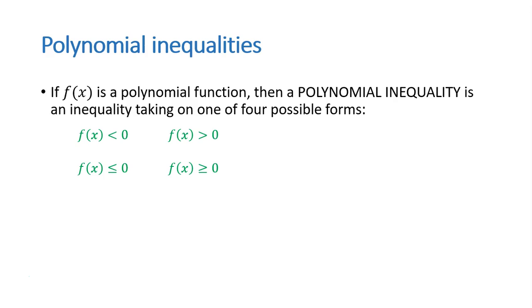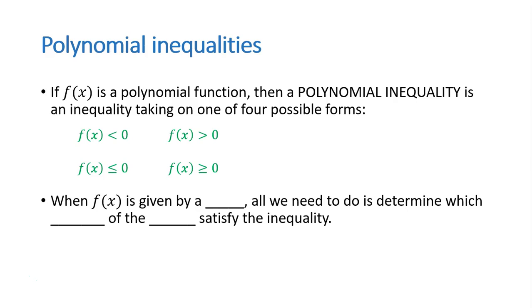So instead of looking for x values that give us an output that's strictly equal to 0, now we're looking for x values that give us a value that's greater than 0 or less than 0, depending on which inequality situation we're in. Our most basic situation is when f of x is given by a graph. In this case, all we need to do is determine which intervals of the domain satisfy the inequality. So graphically speaking, anytime f of x is greater than 0, we're above the x-axis. Anytime f of x is less than 0, we're below the x-axis. So we're trying to determine which x values correspond to outputs above and below the x-axis.